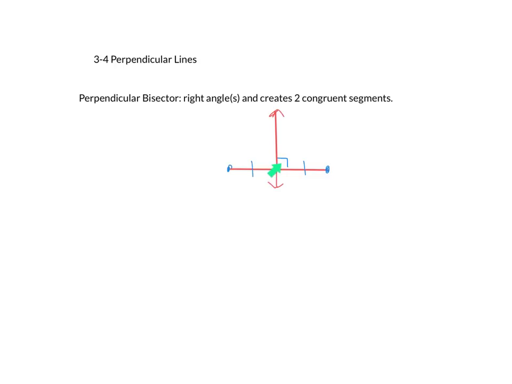It could create more than one right angle, so it could go up to 4 right angles. And it has 2 congruent segments. These tick marks show that these segments are congruent, but even if those aren't there and this is a perpendicular bisector, we know that these segments must be congruent.